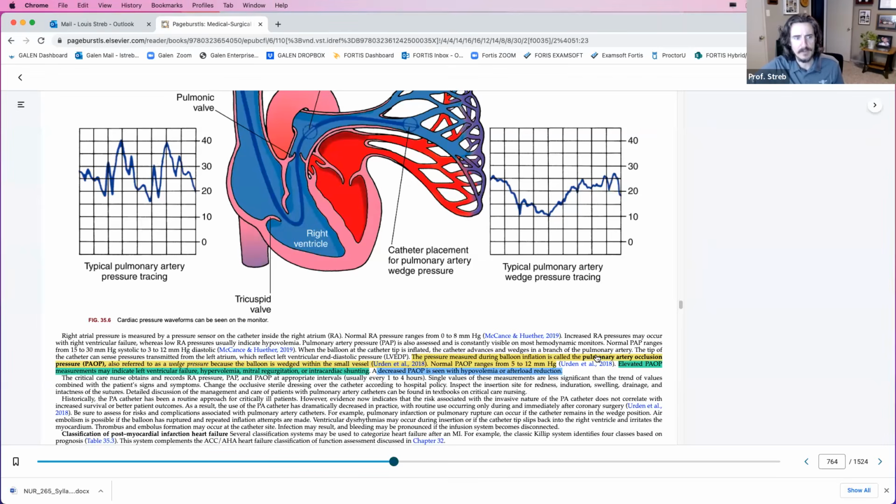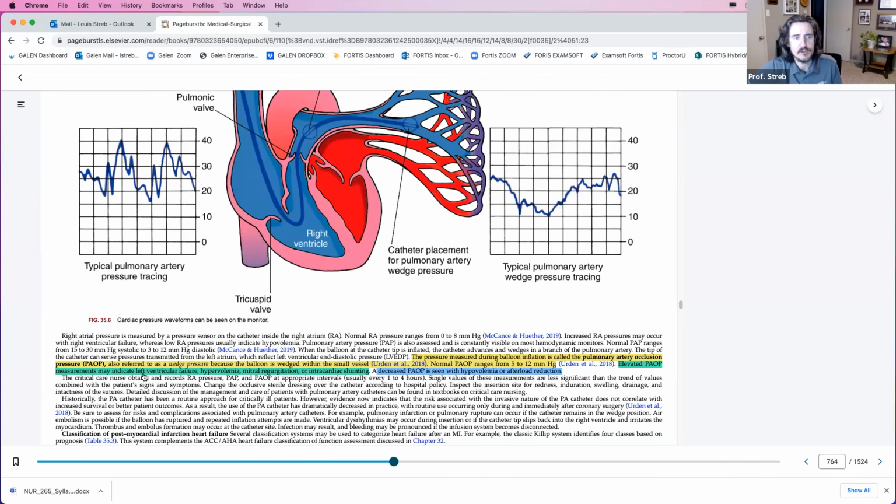That's another word that I call it, a PAOP. You might hear people say, oh, what is your PAOP or your PAP or whatever. These are just different words. I'm talking about a wedge pressure. How much pressure? The normal wedge pressure is 5 to 12. Why does that matter? It doesn't, because you're not in the ICU yet, but I've seen those on types of test questions.